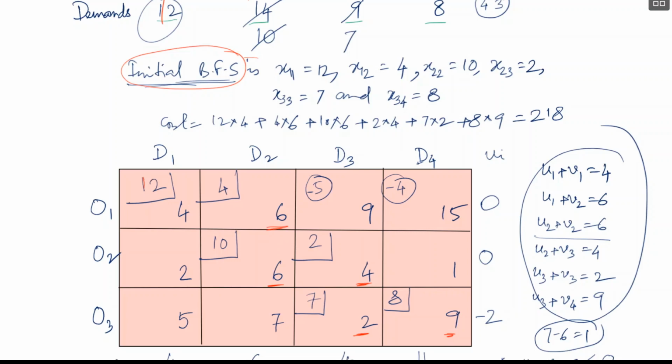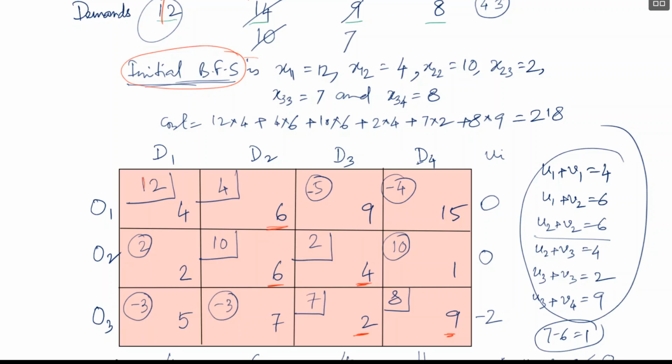For 2 1 cell it is 4 plus 0 minus 2, it is 2. And for the 2 4 cell it is 11 plus 0 minus 1, it is 10. For the 3 1 cell it is 4 minus 2, that is 2 minus 5, it is minus 3. For the 3 2 cell it is 6 minus 2, that is 4 minus 7, minus 3.